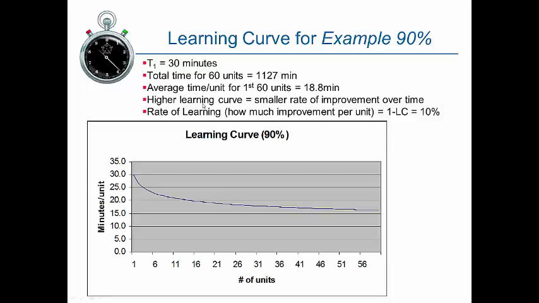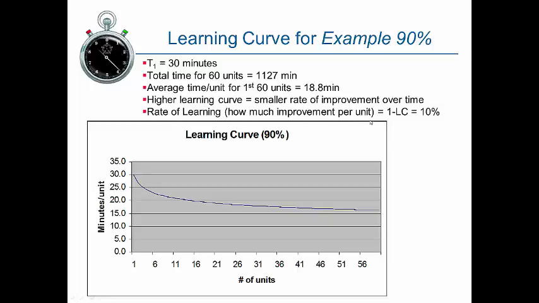And so the higher learning curve, so this 90% learning curve, is a smaller rate of improvement over time. So you can see the line is not all that steep, and you'll see what I mean when I move to the next slide that shows the 60% learning curve. So the learning curve of 90% is not that steep. That's saying that we don't have that much improvement from Unit 1 to Unit 2 to Unit 3 to Unit 4, etc. And remember that the inverse, this is why I said the learning curve versus the learning rate is important and distinct. I will always refer to it as rate of learning.